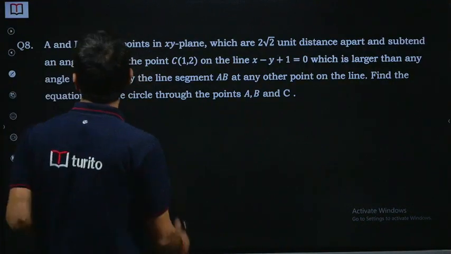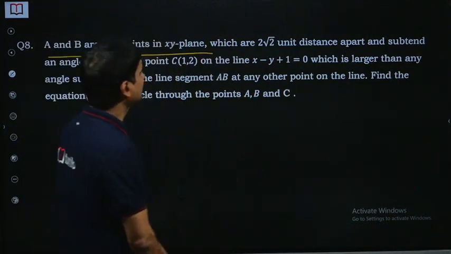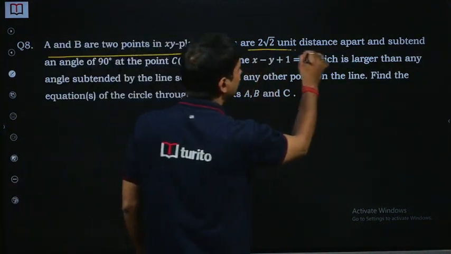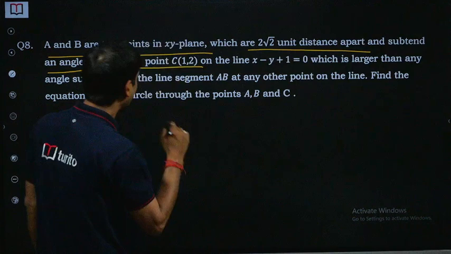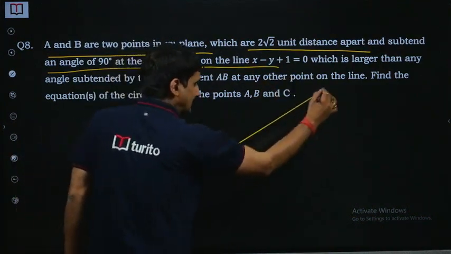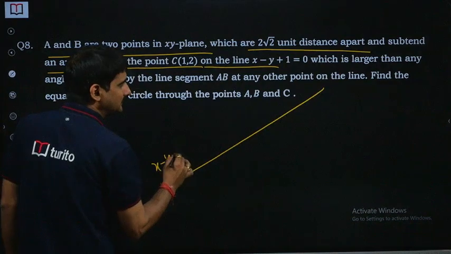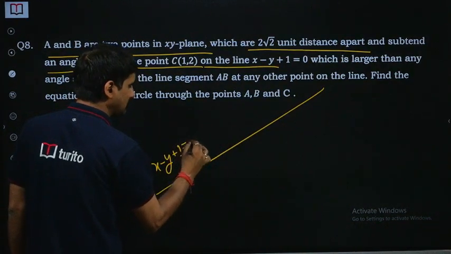Now moving to the 8th question. A and B are 2 points on the xy plane which are 2 root 2 units apart and subtend an angle of 90 degrees at the point (1, 2) on the line x minus y plus 1 equal to 0.